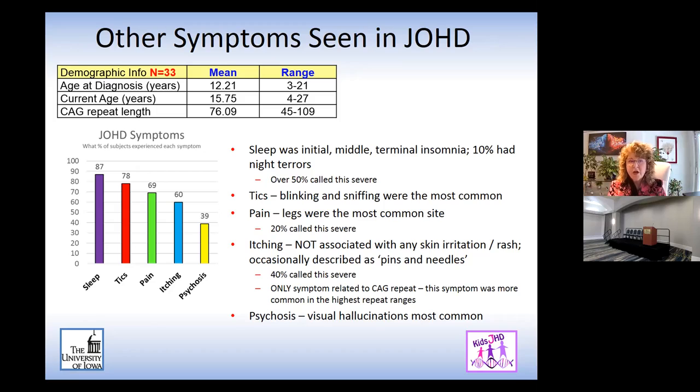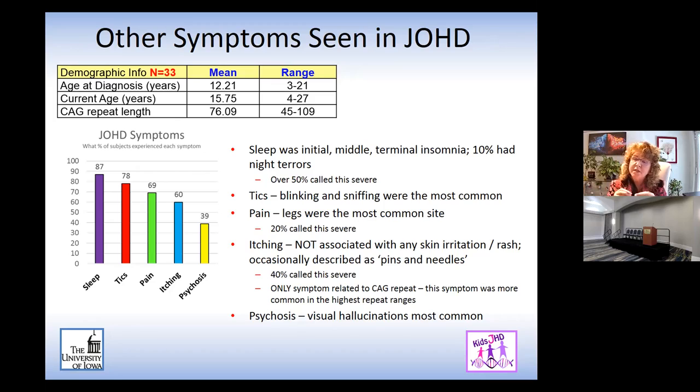Tics were also very common. Blinking and sniffing were the most common. And pain was common. Legs were the most common site of pain, and 20% called this severe. And then itching, once again not associated with any skin irritation or rash, occasionally described as pins and needles. 40% called this severe.